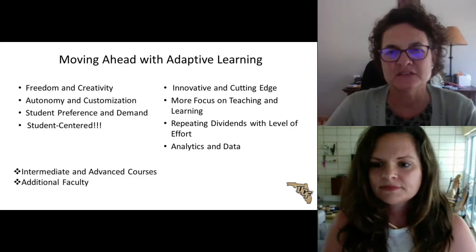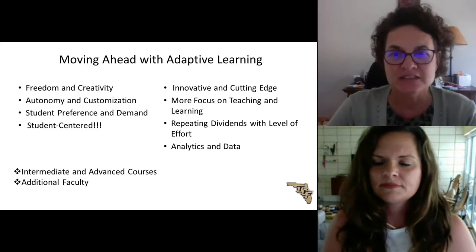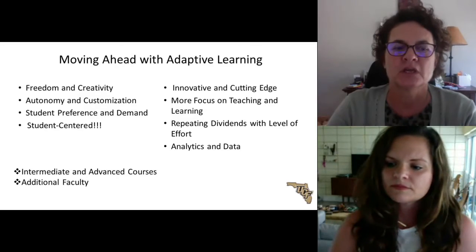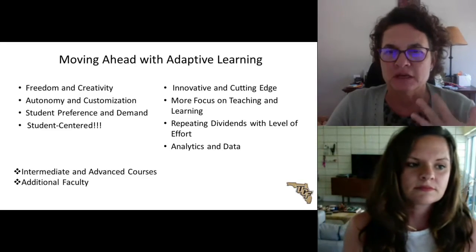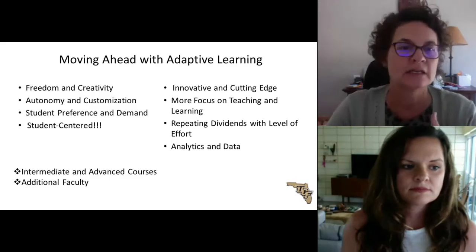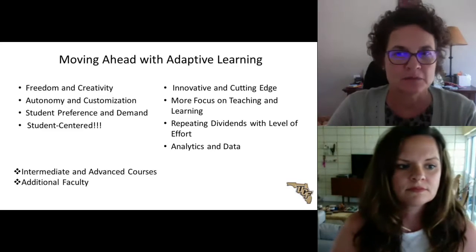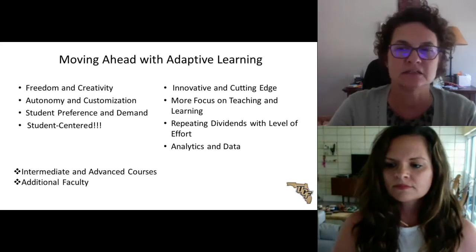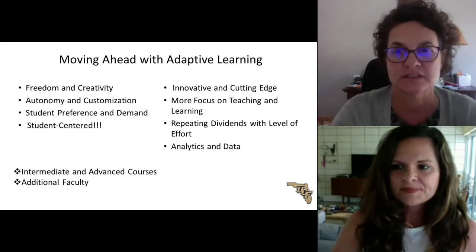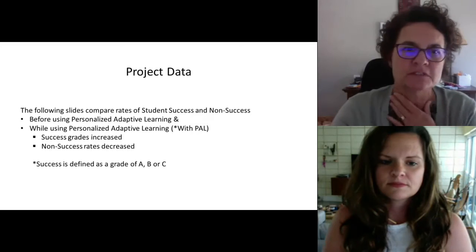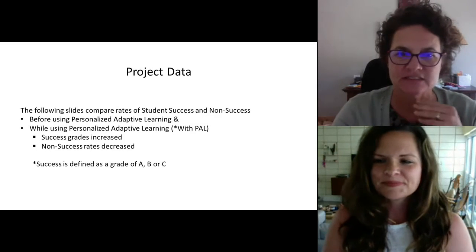Yeah, and the beauty of this is that now, because of the success and the good data that we're getting, a lot of our colleagues are jumping on board with adaptive learning, and so we really are working on scaling this up. So additional faculty are getting involved. This started out with first-year courses. Now we're working on incorporating adaptive learning, like Kacie said, into intermediate and advanced courses in our discipline. So it's pretty exciting. Okay, so we're just going to show you a few slides comparing student success and non-success.